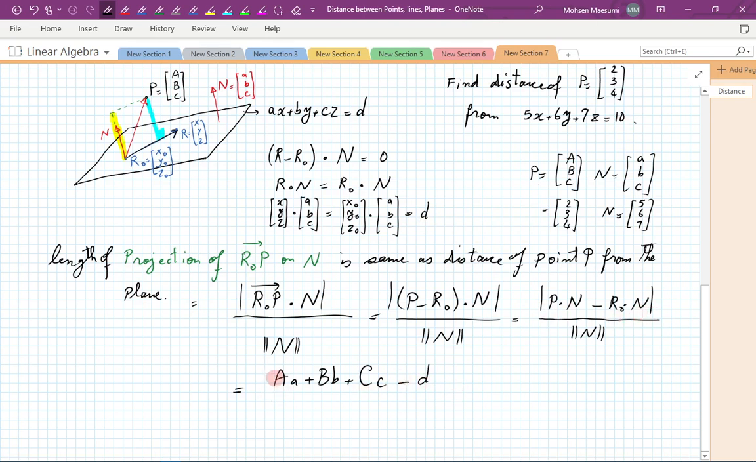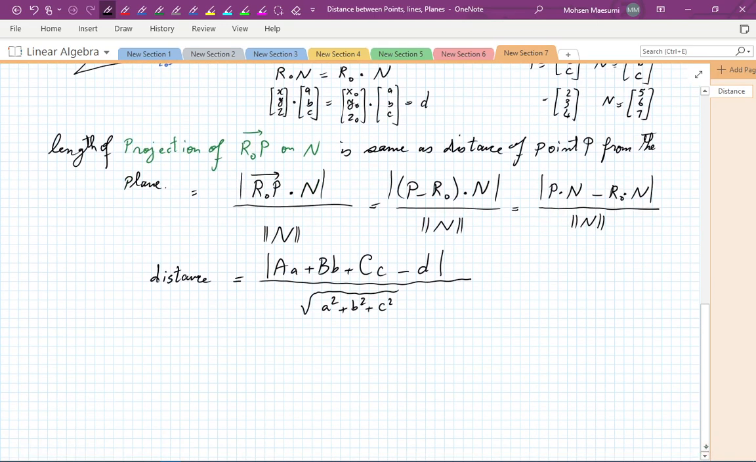This could be positive or negative, so we put it in absolute value. Divided by the length of n. Well, how do you get the length of something? That was the Pythagorean formula in 3 dimensions. So I will write it: a squared plus b squared plus c squared. So this is the distance. This is a distance formula.